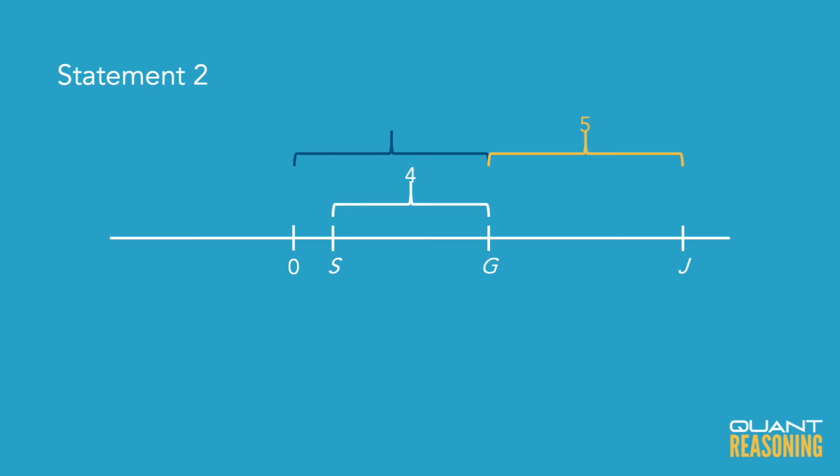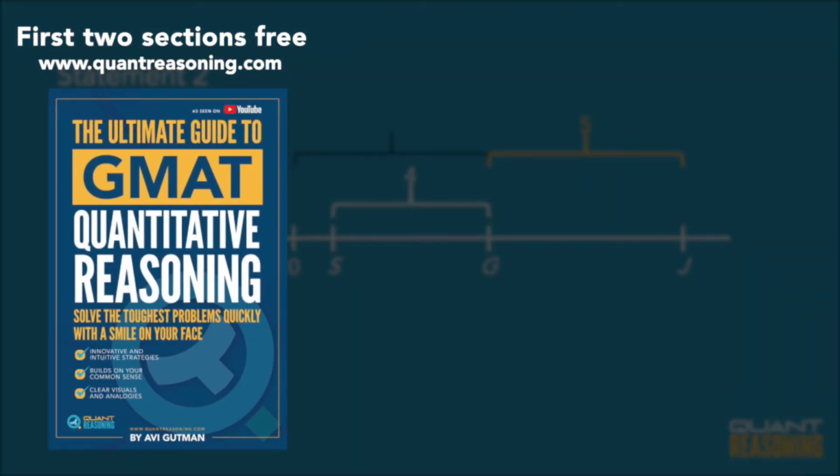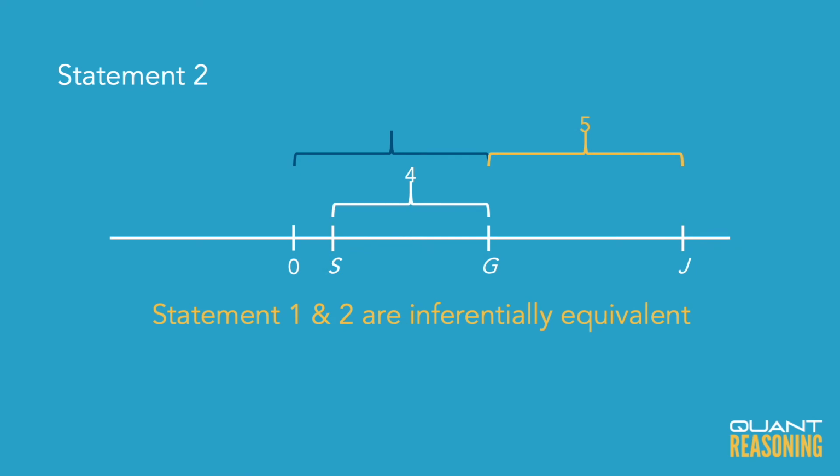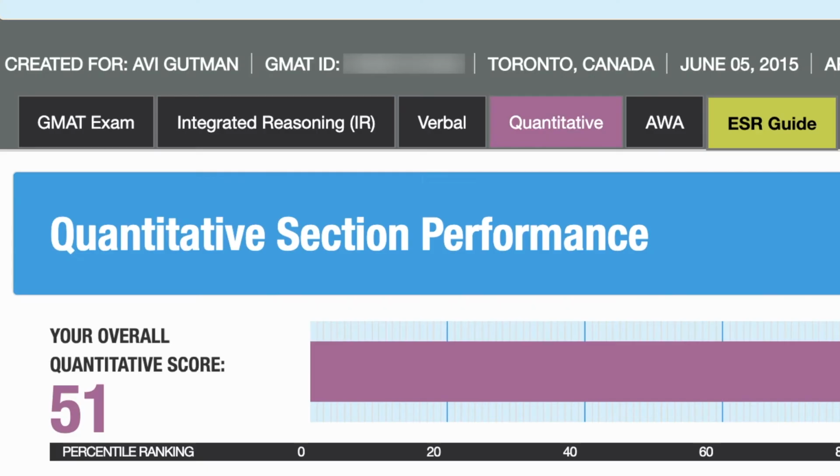So this is a situation where the statements are inferentially equivalent, and I explain this in the second section of my book, which you could actually read for free on quantreasoning.com, where if the statements imply one another, we can eliminate answer choices A, B, and C without even reading the question. That's kind of amazing. So in this case, what's the answer? Is it D or is it E? Well, let's figure that out right after the intro.